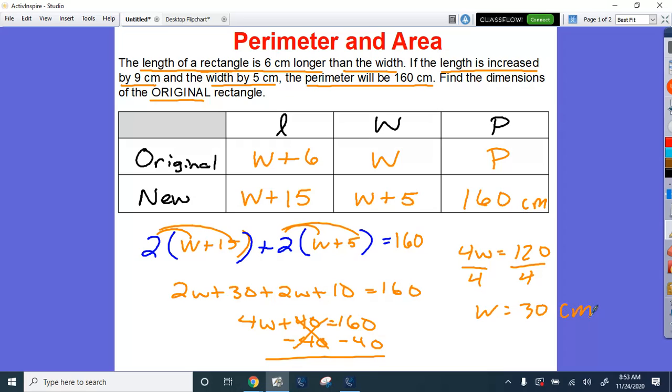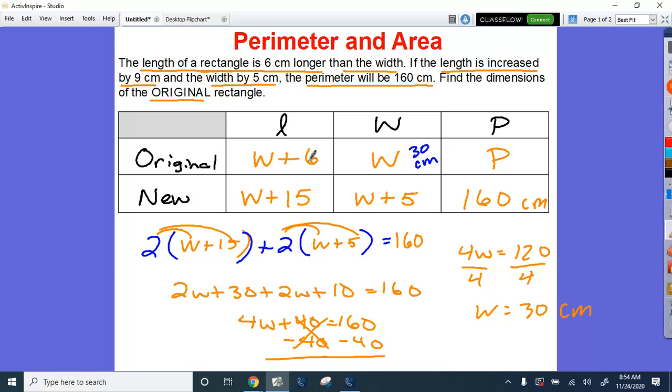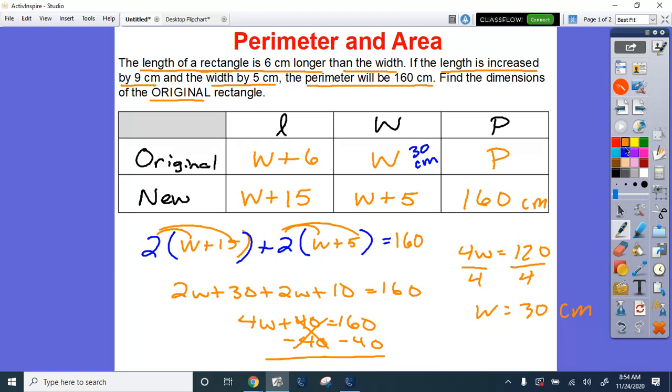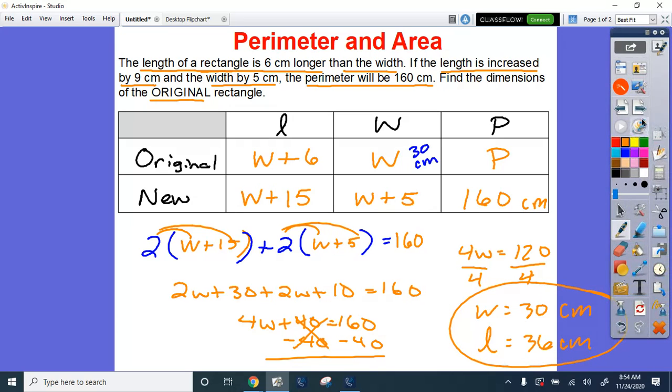We want to make sure that we have our units here. So that's my width in this case, and I have to find the dimensions of the original rectangle. If my width is 30 centimeters, I would take W plus 6, and then my length is going to be 36 centimeters. I must have my units in there. So that's a perimeter problem.